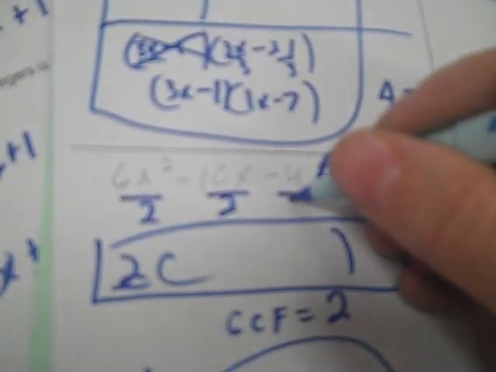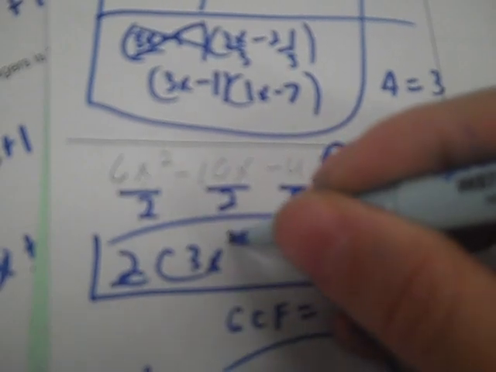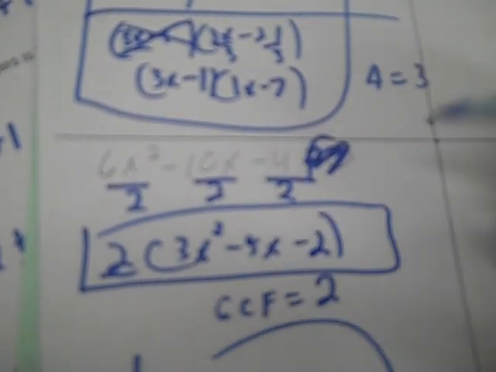6x squared minus 10x minus 4. You got 3 terms. GCF, table. Greatest common factors of 6, 4, and 10. Well, that's not a hard one to find. Okay, 6, 4, 6, 10 are all in the 2nd row. So it's 2. Just be 2, though. So it's going to be 3x squared minus 5x minus 2.